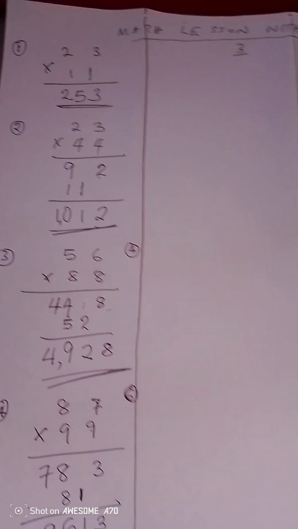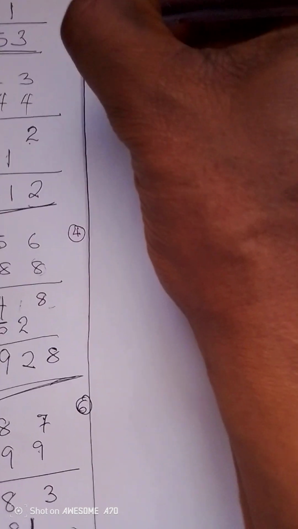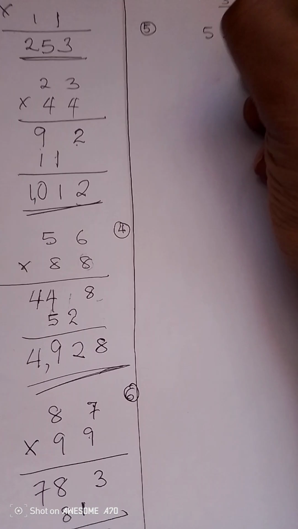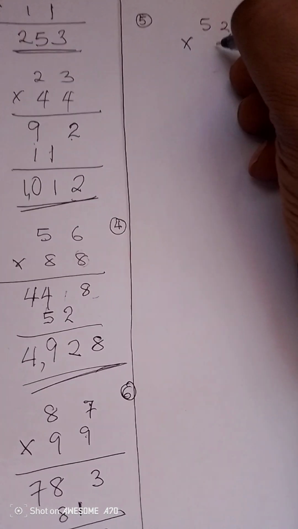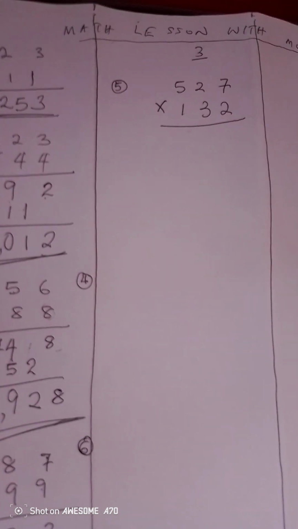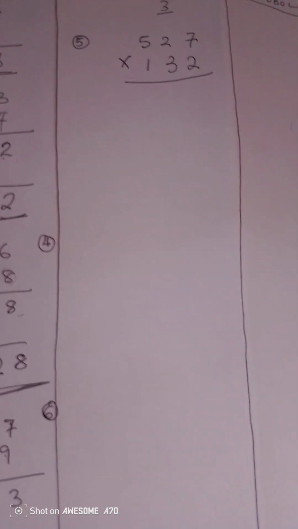So let's take 132 for example. Let's multiply the number by 132. So this is our lesson, our number 5. Let's look at a number like 527 multiplied by 132. Now 132 is 11 multiplied by 12. So it's the 12th multiple of 11.